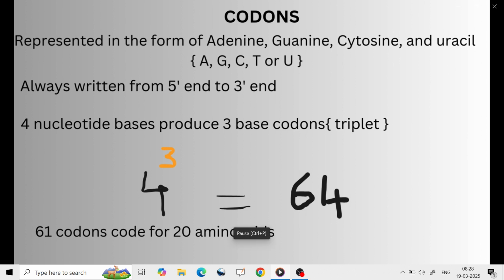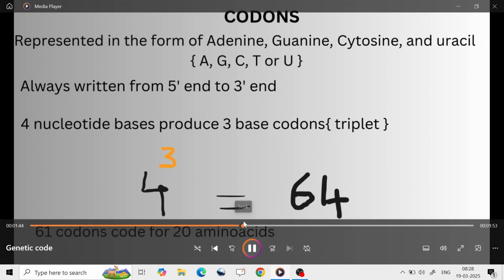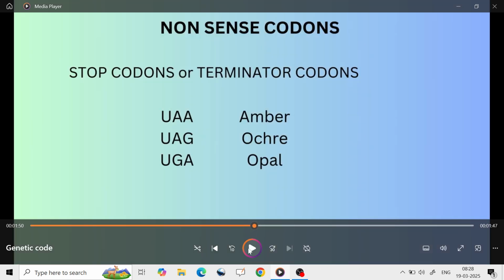These could be asked in some exams. UAA, UAG and UGA are called the nonsense codons or terminator codons, which immediately make the ribosome stop the process of translation. UAA is called amber, UAG is called ochre, and UGA is called opal. So out of 64 codons, only 61 codons code for 20 amino acids. The remaining 3 are the nonsense codons.